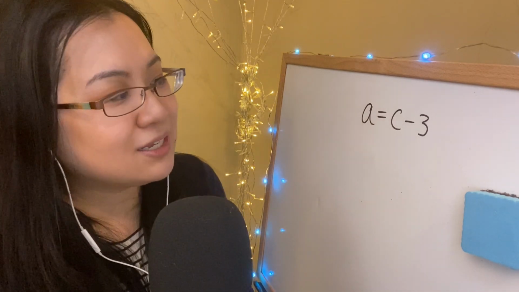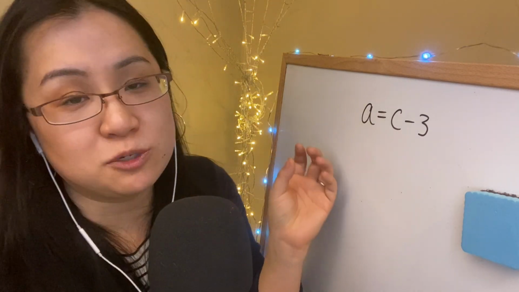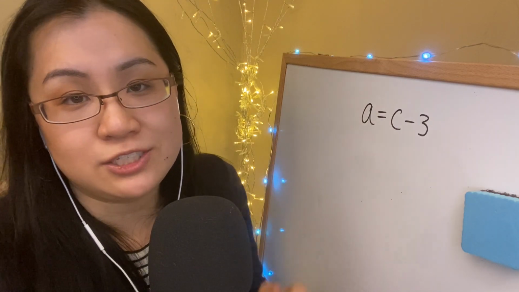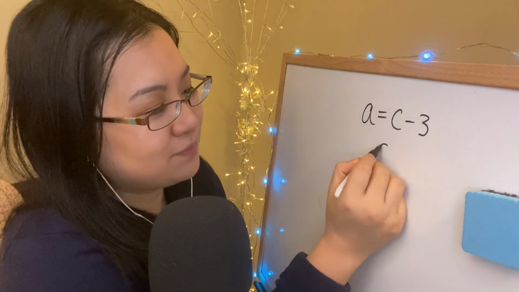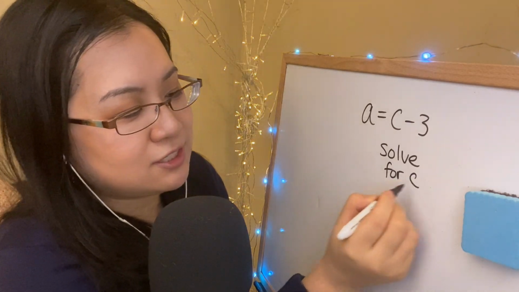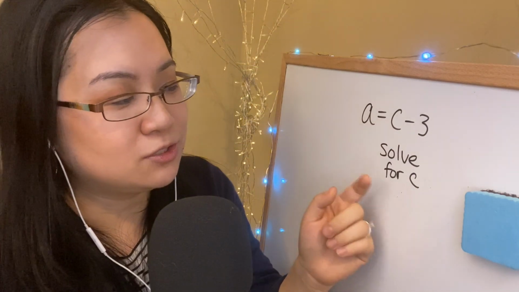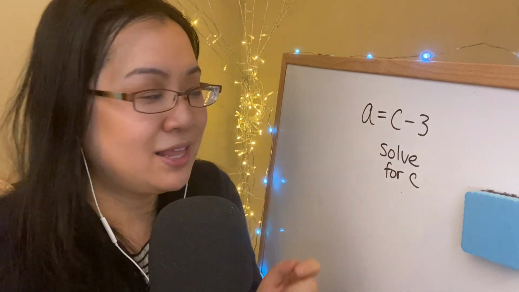So that's not our goal. Our goal is to remember, just isolate the variable we're solving for and just rearrange using algebra. So in this case, we are solving for C because we already have A written for us in terms of C. So we're going to solve for C in terms of A.